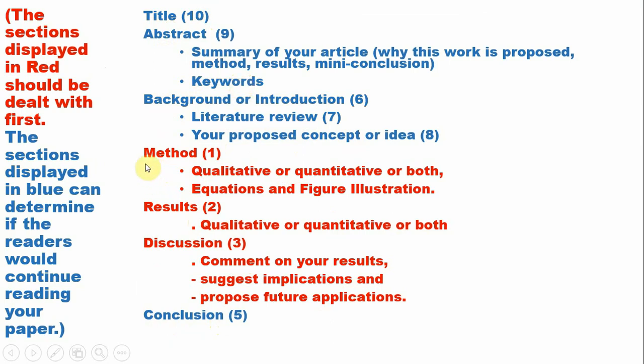So, the best strategy is to start from the experimental sections. The experimental sections include the method section, result section, and discussion section. Start from there first. Then, draw the conclusions. With this information, you do your serious literature review and write the introduction section.